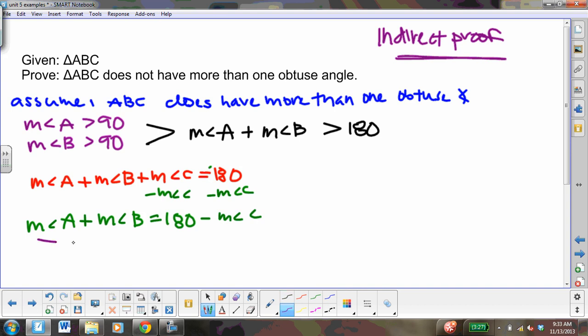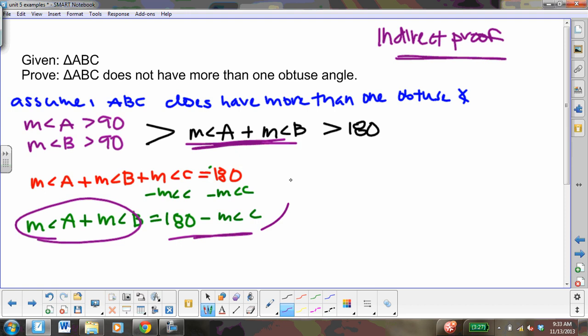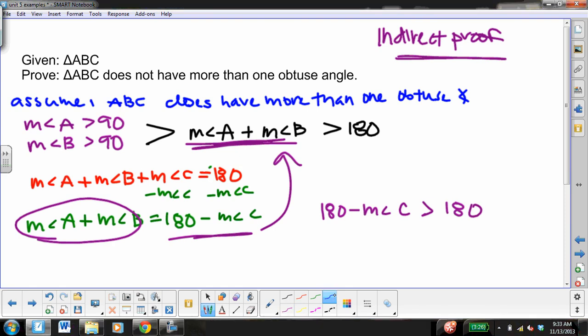So if I take the measure of angle A plus the measure of angle B, notice it's the same in both the inequality and the equation. So I'm going to substitute 180 minus the measure of angle C in, and say 180 minus the measure of angle C has to be greater than 180. And so now, by logic, I could tell you right now that this statement is false. Because if I take 180 and subtract something, that number is not going to be greater than 180.